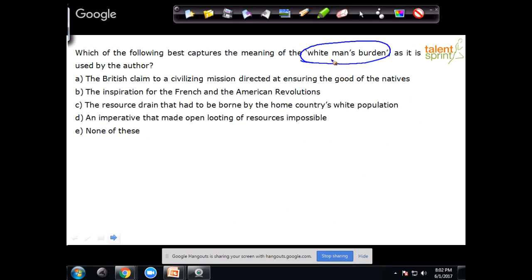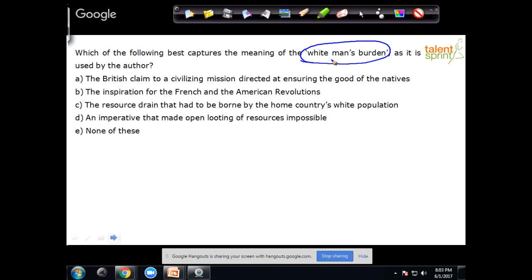We already saw where white man's burden is. We already have an idea because we were looking for this phrase in another question. So let's just look at the options and see if we can answer this without going back to the passage. A. The British claim to a civilizing mission directed at ensuring the good of the natives. B. The inspiration for the French and the American revolutions. C. The resource drain that had to be borne by the home country's white population. D. An imperative that made open looting of resources impossible.